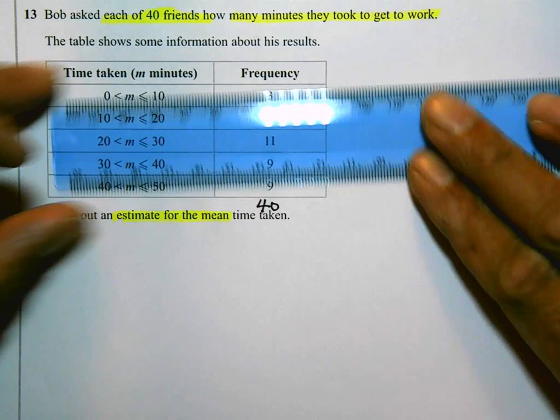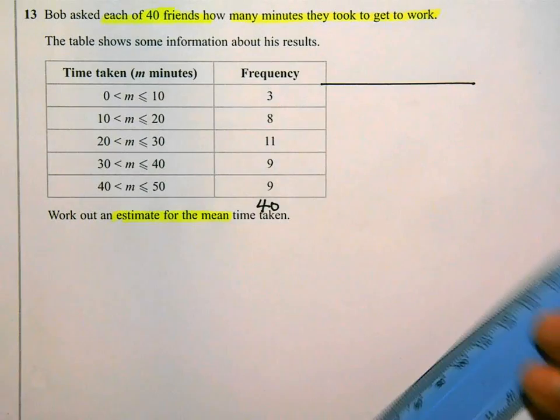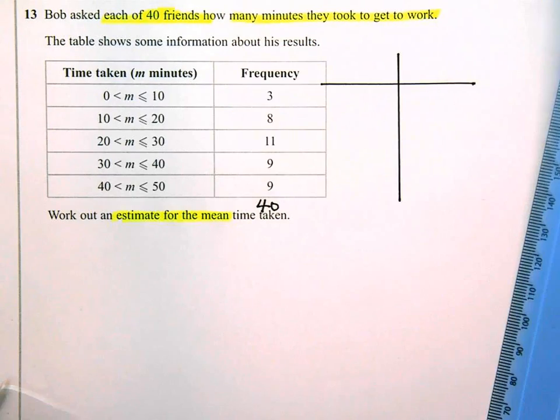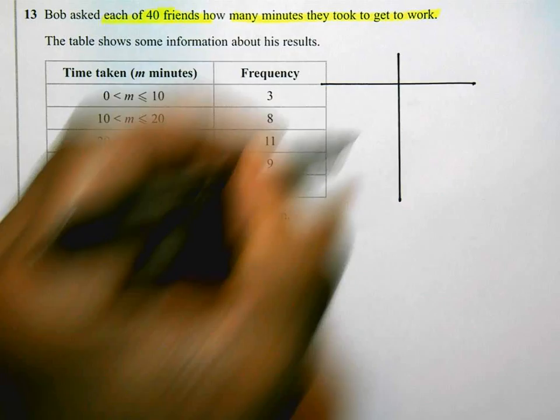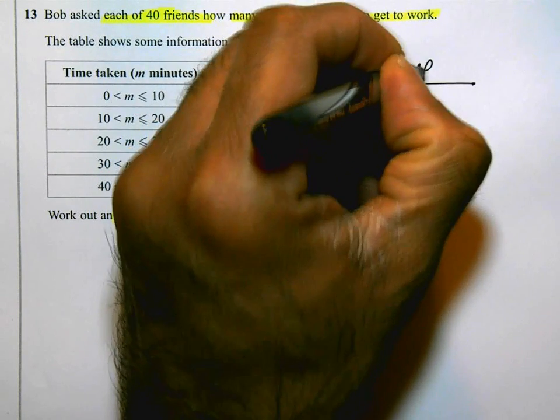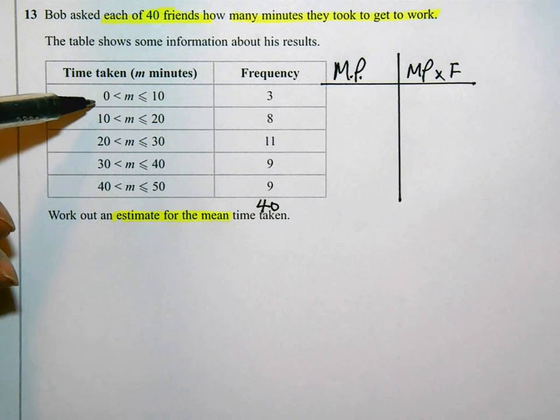Okay, with estimated mean, I need to have 2 more columns attached to this. And here we go. Because it's an estimate of the mean, one column is going to be midpoint, and the other column is midpoint times frequency. Okay, so what's the midpoint of the first group? It's the halfway point between each of these.